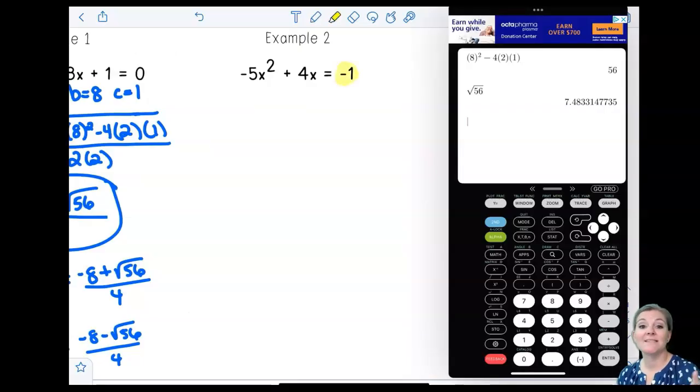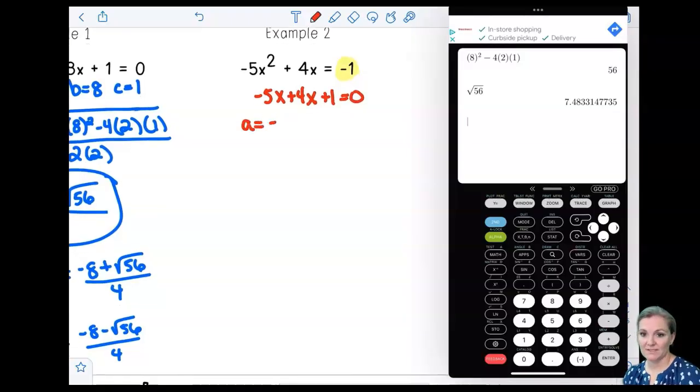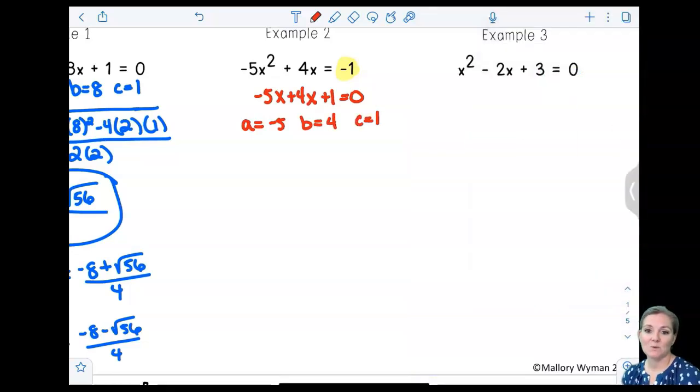Example 2 doesn't equal 0. I can't identify A, B, and C yet. So I am first going to add 1 to both sides to make that other side equal 0. So I have negative 5x squared plus 4x plus 1 is equal to 0. So my A is equal to negative 5, my B is equal to 4, and my C is equal to 1.